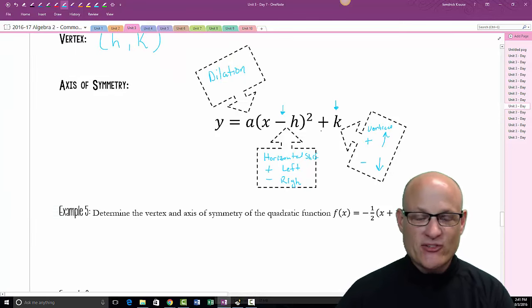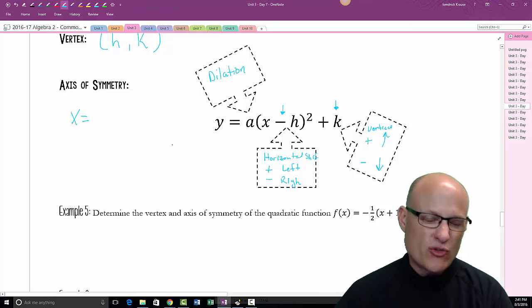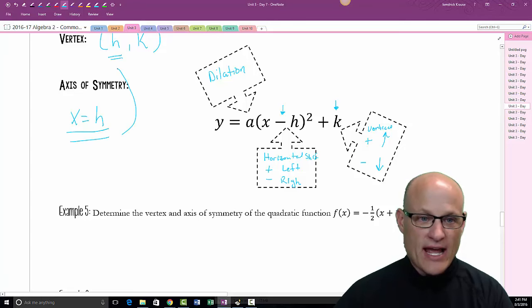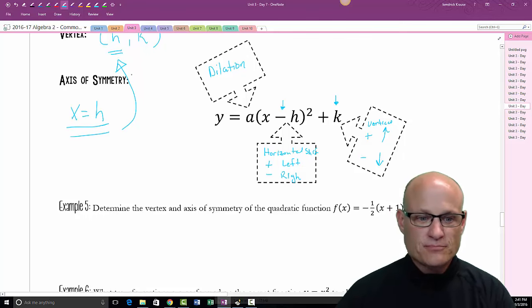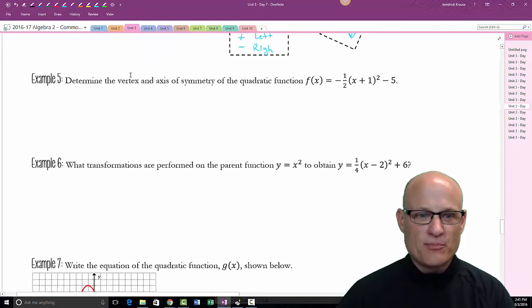And the axis of symmetry, if you'll remember correctly, is x equals, and it goes through the vertex. Well, what is the x value of the vertex? h. So the axis of symmetry is x equals h, because it has to go through the x value of the vertex. So let's just take a look.